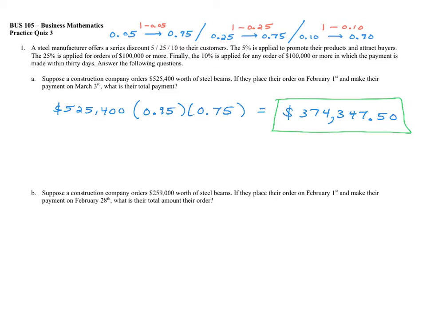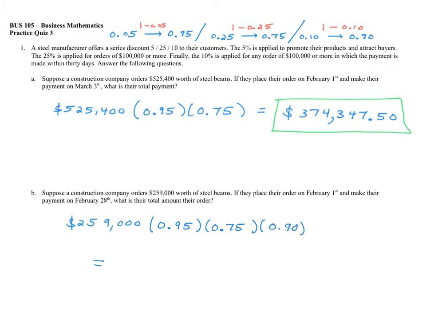So let's check out part B. Again, some construction company places this order, and it's more than $100,000. So they get their 5% plus this additional 25% discount. But then it looks like they made their payment within the 30-day period, so they get this extra 10% discount. This means we're still going to multiply by 0.95 as well as 0.75, but finally that 10% discount means we're really multiplying by 0.90.